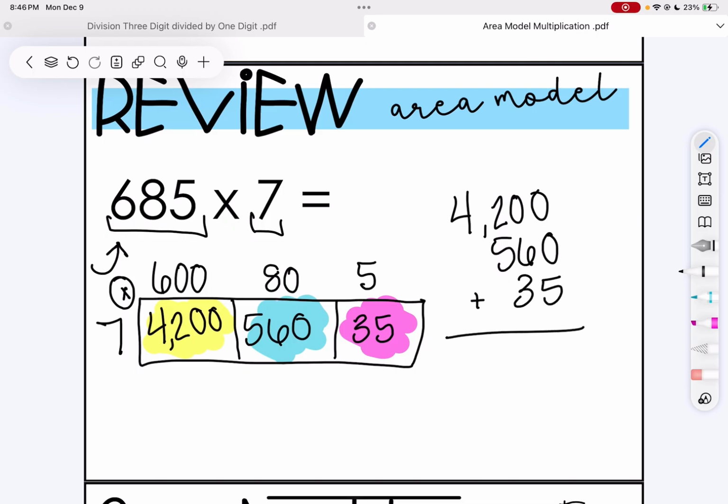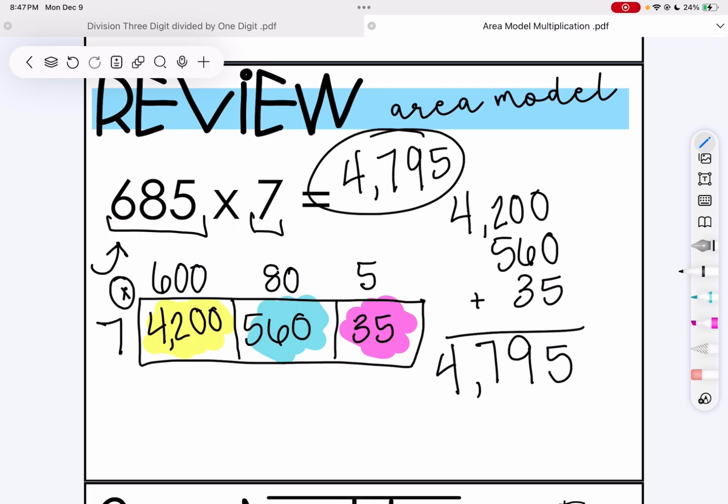I do try to make the kids line their numbers up and write super neat, because when they write them all sideways and going diagonally, their place values aren't lined up. So when they go to add, it's very messy and they lose track of what place they're in. So starting in the ones place, 0 plus 0 plus 5 is 5. 0 plus 6 plus 3 is 9. 2 plus 5 is 7. And 4 plus nothing is 4. So the product for this question would be 4,790.